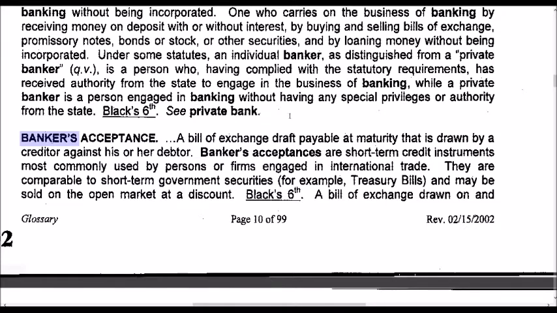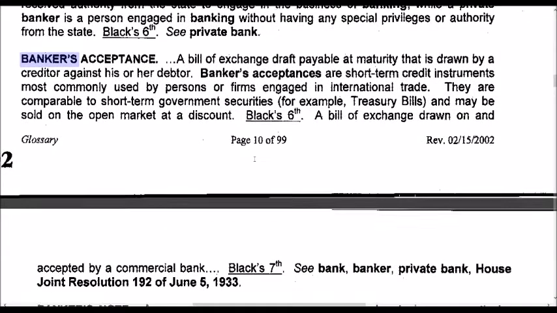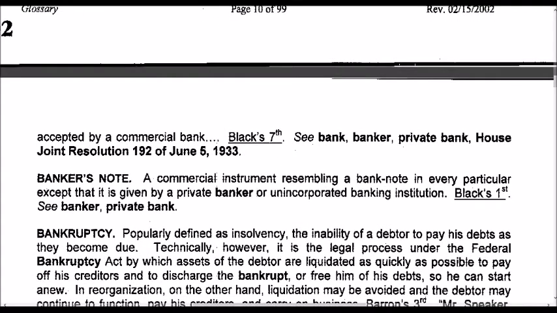Banker's acceptance. A bill of exchange or draft payable at maturity that is drawn by a creditor against his or her debtor. Bankers' acceptances are short-term credit instruments most commonly used by persons or firms engaged in international trade. They are comparable to short-term government securities, for example, treasury bills, and may be sold on the open market at a discount. Black's sixth. A bill of exchange drawn on and accepted by a commercial bank. Black's seventh. See bank, banker, private bank, House Joint Resolution 192 of June 5, 1933.